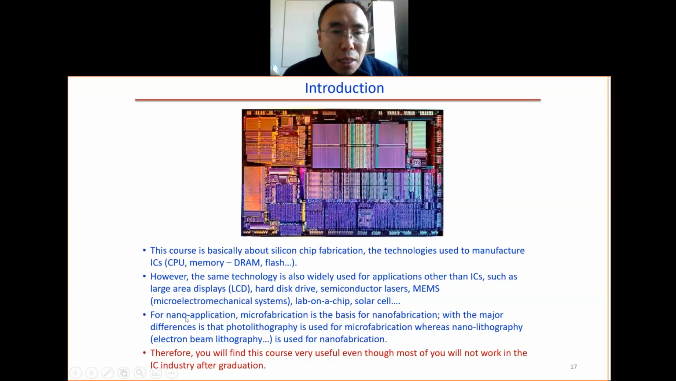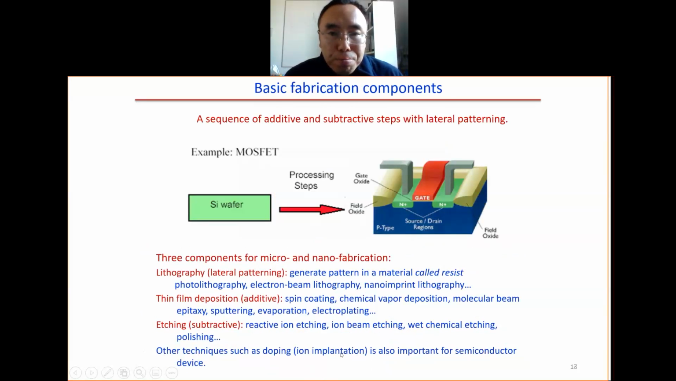For nanofabrication, what you learn here is also the basic. The main difference between nanofabrication and microfabrication is that for nanofabrication, we use electron beam lithography, focused ion beam, and other lithographies. But for microfabrication, we mainly use photolithography. The other techniques, like thin film deposition and thin film etching, are the same. Therefore, as I said, what you learn here will not only be used for IC manufacturing, it will also be used for many other fields.